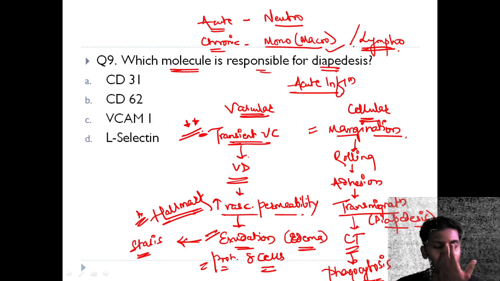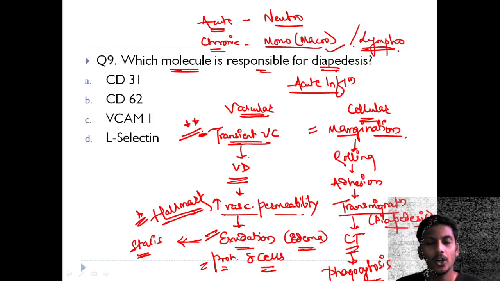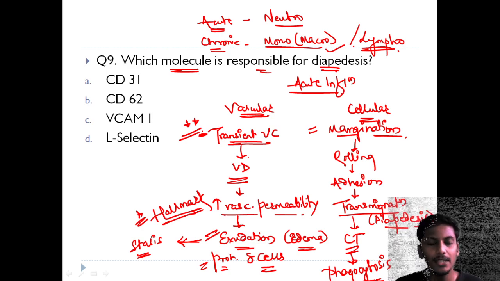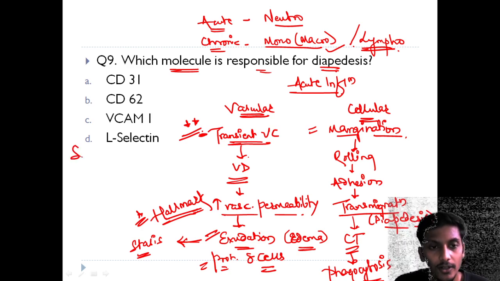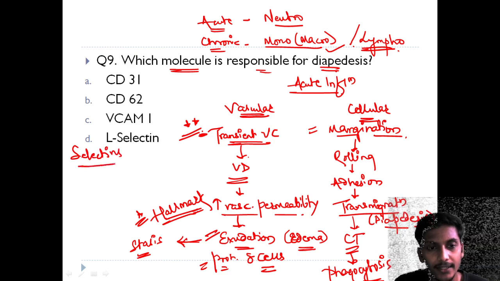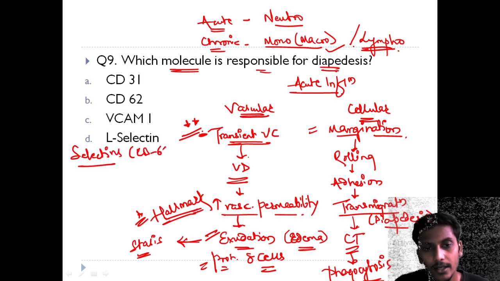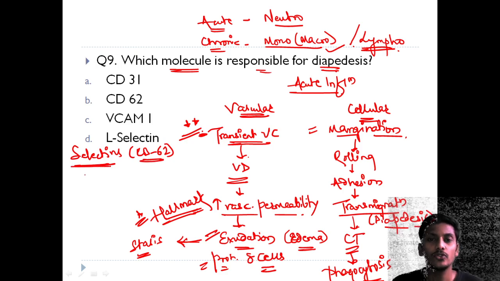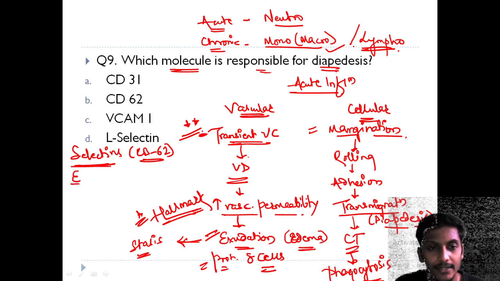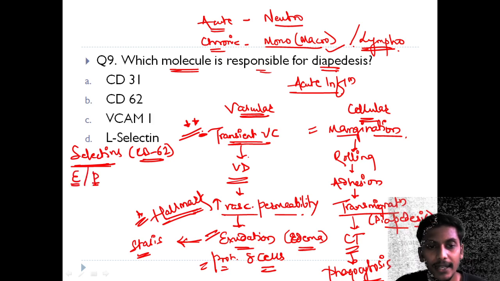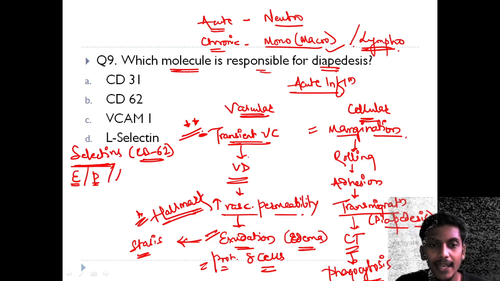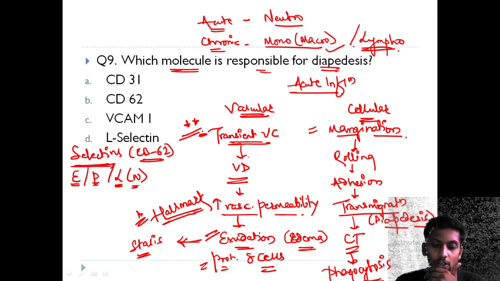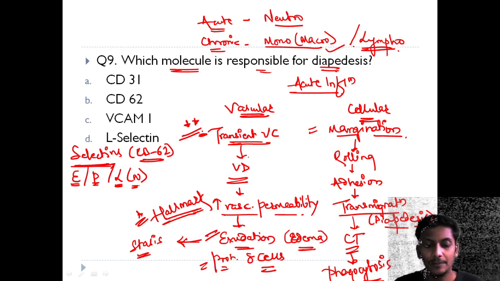So now for these different stages of vascular or cellular events, some molecules are responsible. So please remember some important types of molecules that you need to know. First are your selectins. Selectins are also known as CD62, and they are of three types. E-selectin present on the endothelium, P-selectin present on platelets and endothelium, and L-selectin present on the leukocytes or WBCs, mainly on the neutrophils. These are your three types of selectins.